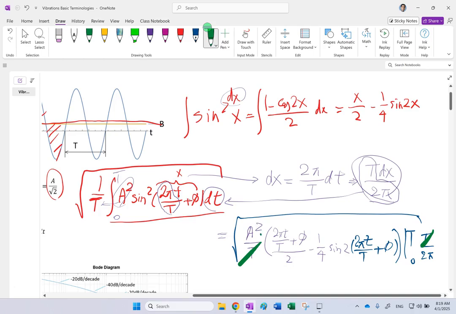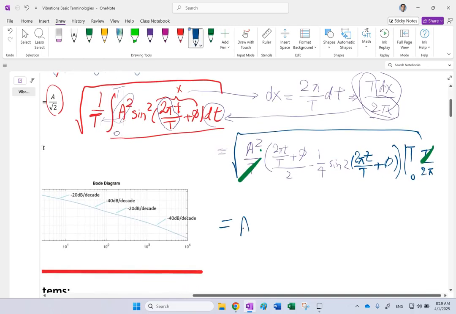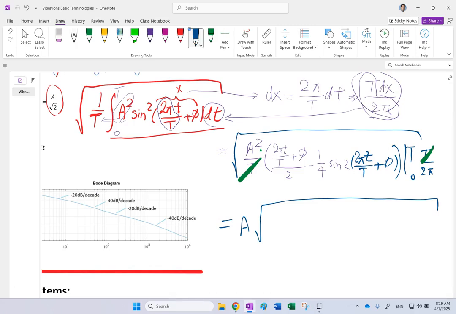That a comes out of the square root. A squared becomes just a. And so you just need to calculate this square root. So first you can calculate this at t and 0, right? At 0, it's just going to be phi over 2. At t, it's going to be 2 pi plus phi over 2. You subtract, it's going to be 2 pi. And then over 2, you're just going to get a pi out of this.